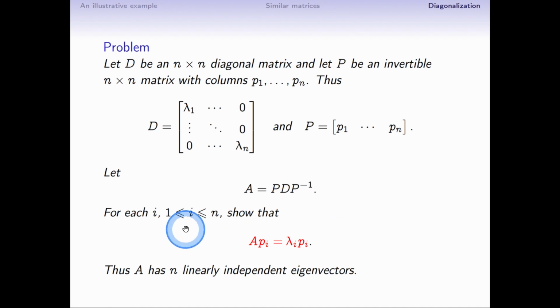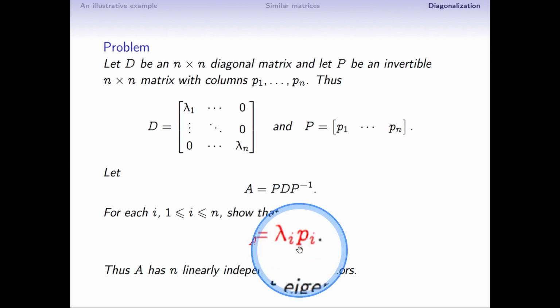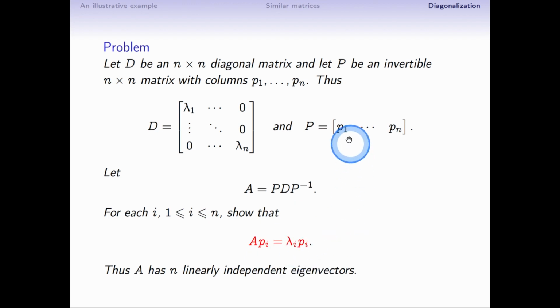For each i, where i ranges from 1 to n, let's show that A times P sub i is equal to lambda sub i times P sub i. In effect, what we're showing is that each and every one of these columns is an eigenvector of the matrix A with corresponding eigenvalues. Now, in addition, we know this matrix P is invertible. And by our fundamental theorem on invertible matrices, we know that these columns, P1 through Pn, must be linearly independent. So, in effect, what we're showing is that this matrix A has n linearly independent eigenvectors.